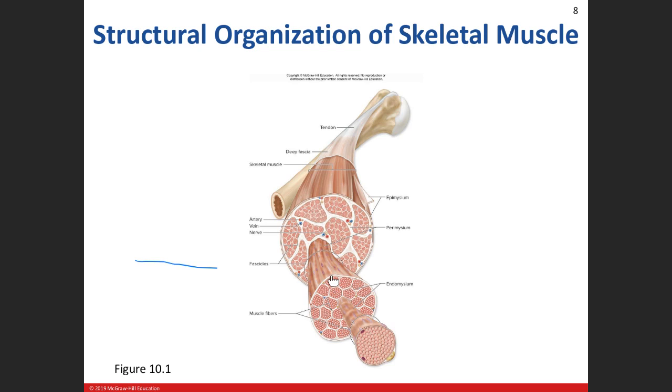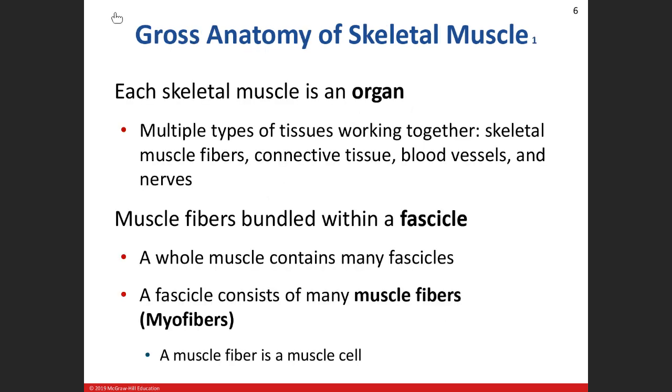And those are just bundled muscle fibers. Then we take several muscle fascicles and bundle them up, and we get our overall skeletal muscle. So the whole muscle is made up of several different muscle fascicles, and a muscle fascicle is made up of several muscle fibers, or myofibers. That's the skeletal muscle cell. This should make it a little easier to understand what I'm talking about.